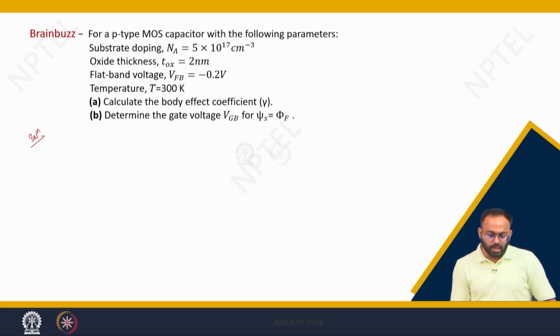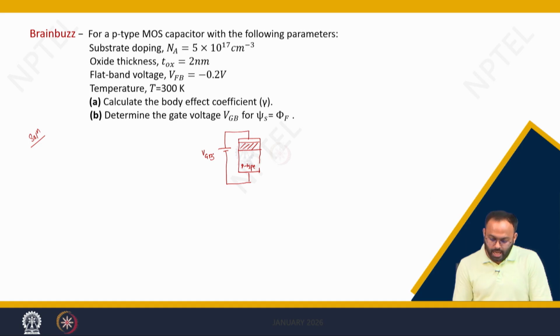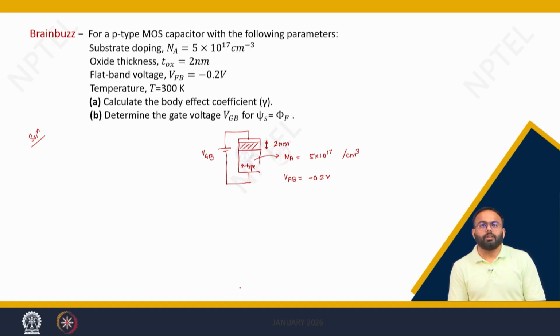It is given that we have a p-type MOS capacitor. P-type meaning we have a MOS capacitor whose body or substrate is a p-type semiconductor. You apply a gate to body voltage like this, right. The doping of the substrate is given as Na equal to 5 into 10 to the power of 17 per centimeter cube. The oxide thickness is given as 2 nanometers. The flat band voltage is given as minus 0.2 volts and the temperature is given as 300 Kelvin.